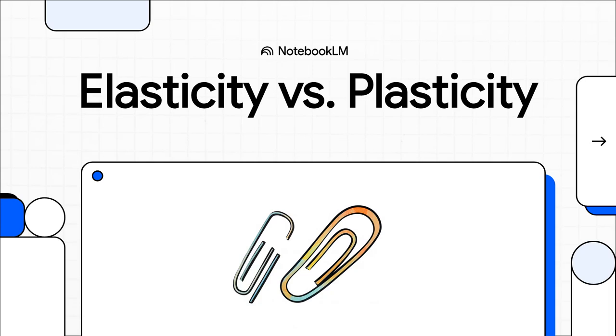So, have you ever really thought about this? Why does a rubber band snap right back, but if you bend a paperclip, it just stays bent? Well, today we're jumping right into the science that explains exactly that. We're tackling section 1.4, elasticity and plasticity. And I promise by the time we're done, you'll look at the stuff all around you in a totally new way.